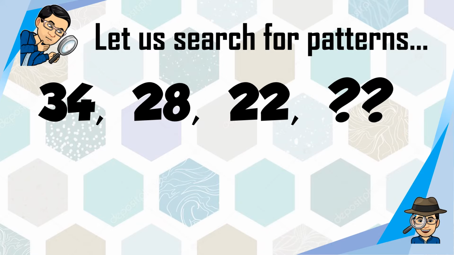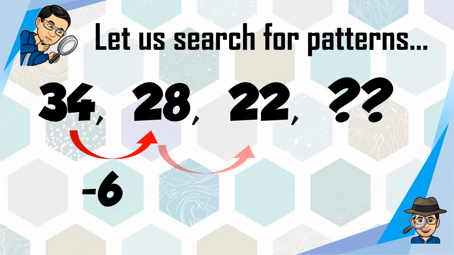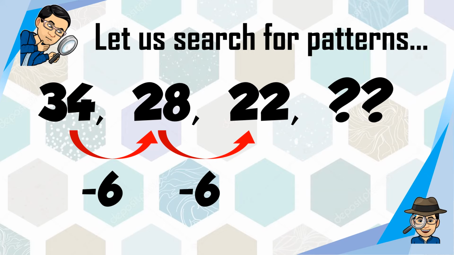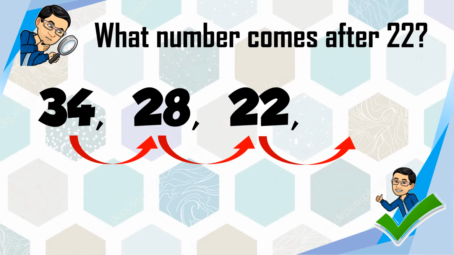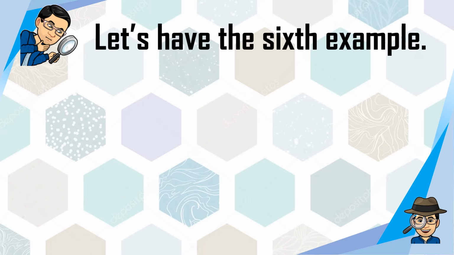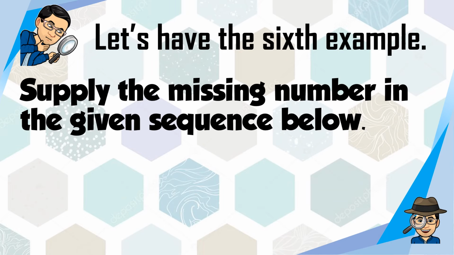Question, what should be subtracted from 34 to get 28? So that number is 6. And then 28 minus 6 equals 22. So to get the next term after 22, we will subtract again 6. So what number comes after 22? 22 minus 6 equals 16. That is correct. Let's have the sixth example. Supply the missing number in the given sequence below.